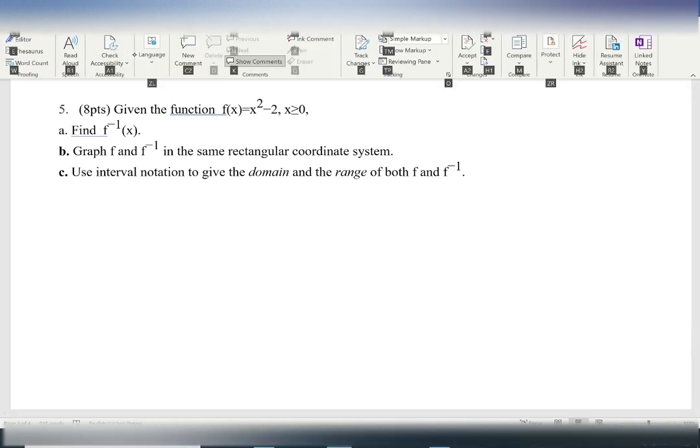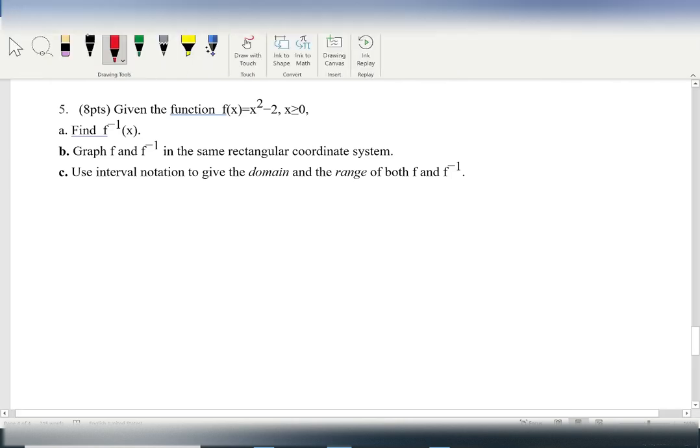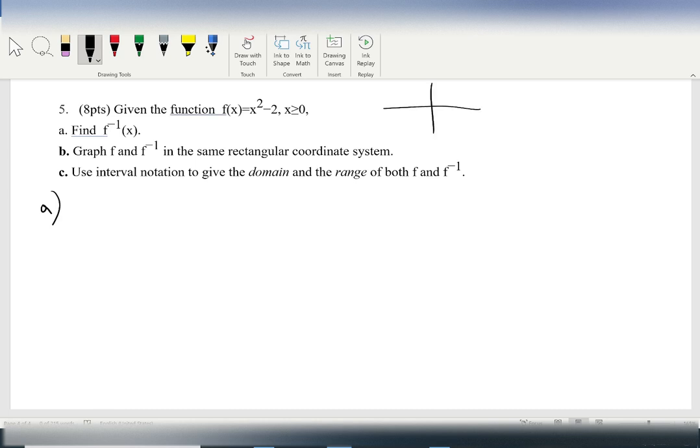Finally, let's learn how to find inverse functions both algebraically and graphically. So the function is x squared minus 2. They are asking us to find the inverse. Well, does it even exist? It's a parabola that shifted down by 2, so it's looking like so. It doesn't pass the horizontal line test, so it's not supposed to have an inverse function.